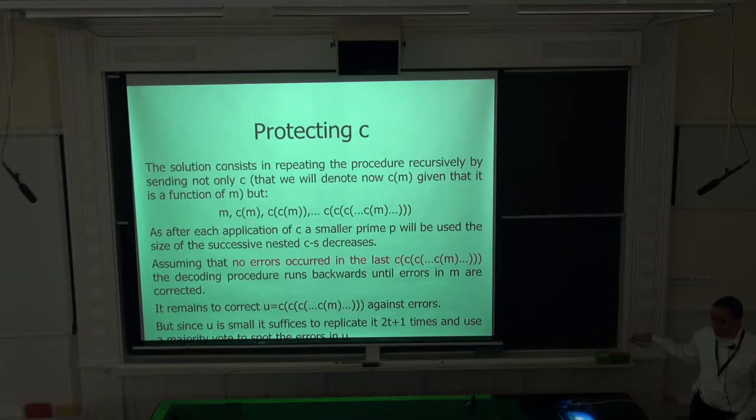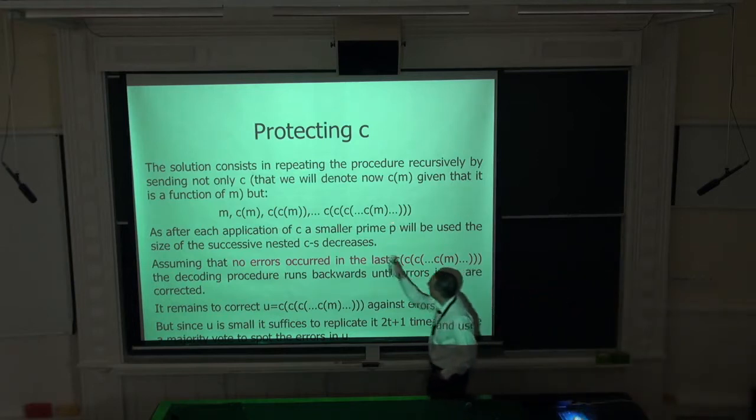I'm going to take C, consider it as a message, and apply to it the scheme, and apply to it again, and again, and again. So what I'm basically doing is postponing my debt until some final point here. Okay? So now how do I settle that?